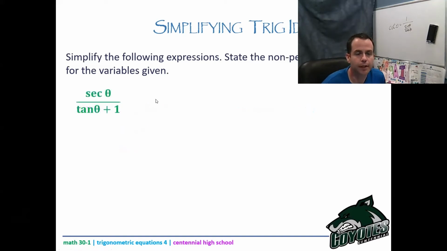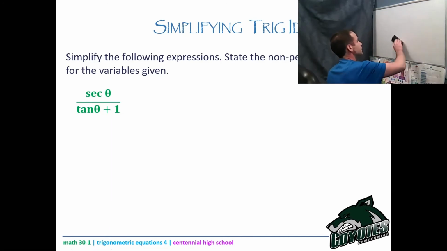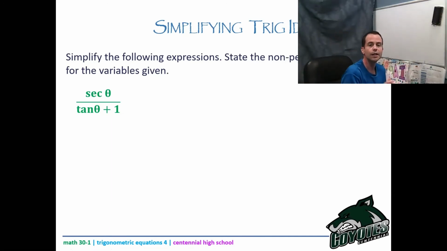Next one. So, secant of theta over tan theta plus 1. Couple of things we need to talk about with restrictions. First of all, I see secant. Secant is 1 over cos. Actually, I'm going to write some of these down before I show them to you on the slide, just so we can talk about them. So, secant is 1 over cos. That means cos of theta can't be 0, and we'll figure out what theta is in a second. Then I see tan. Tan is sine over cos. So that means cos of theta can't be 0.